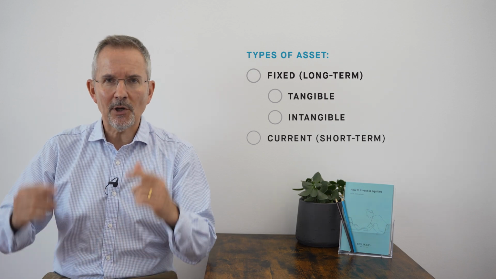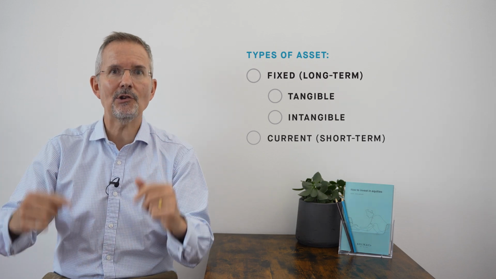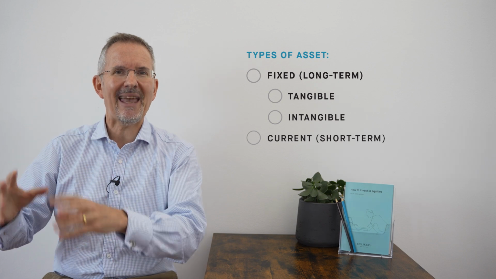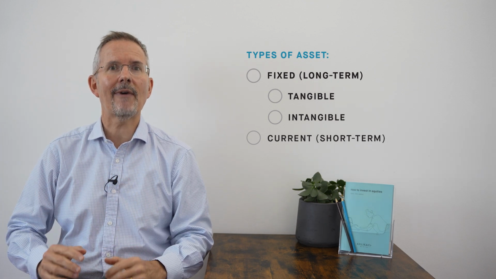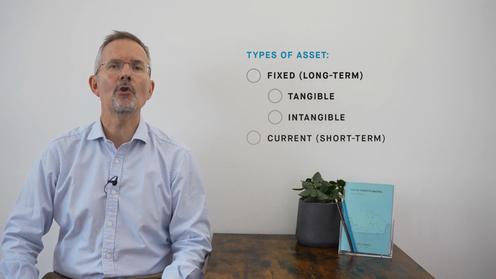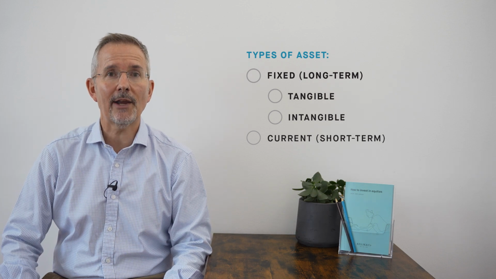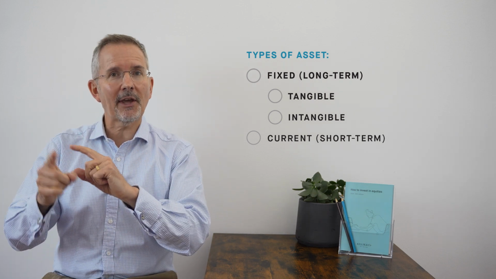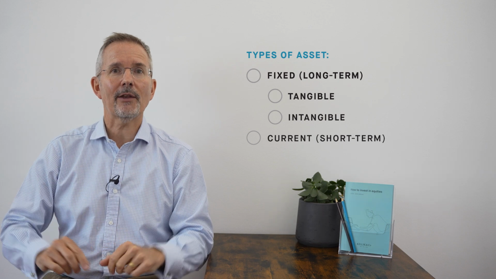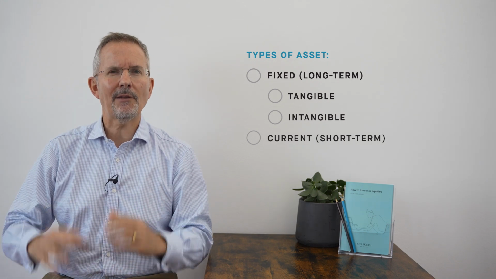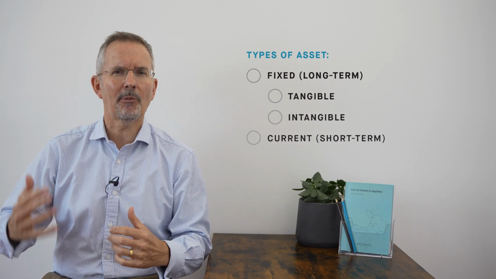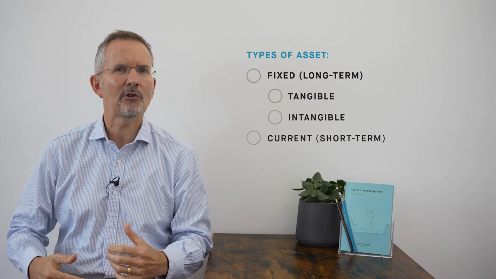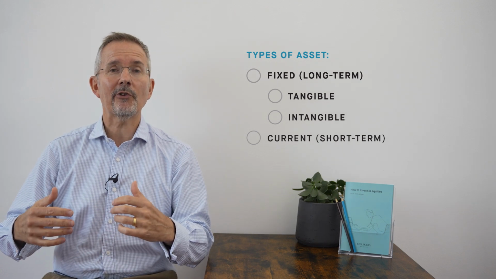Because businesses also own intangible assets: licenses, patents, royalty rights. You can't kick them, but they do have a long-term value. They contribute to the business's ability to generate sales. And then you've got another category of short-term assets known as current. And if you think about it, if I had some cash in my pocket, that's a current asset. I'll probably spend it within the next 12 months. It's not really long-term.